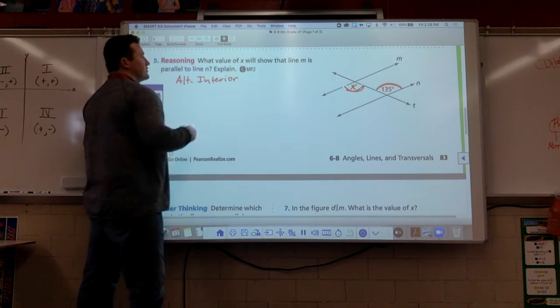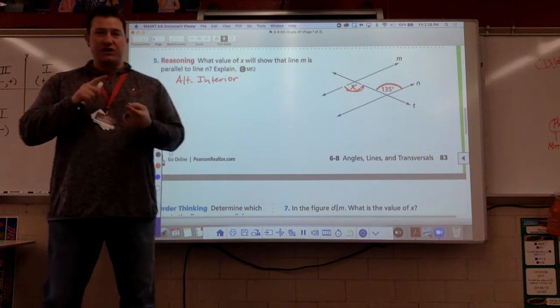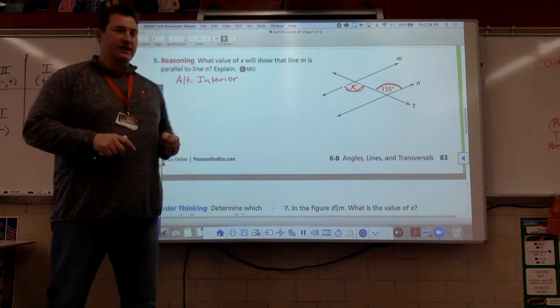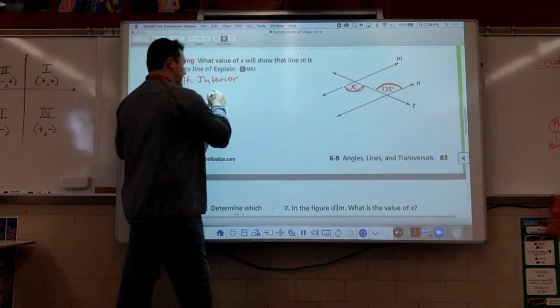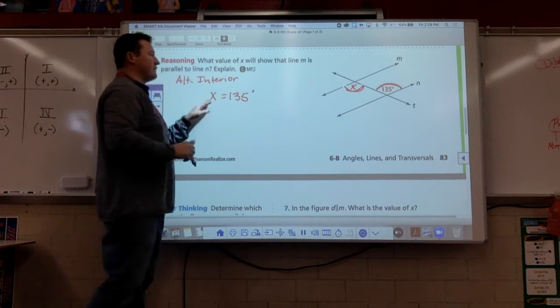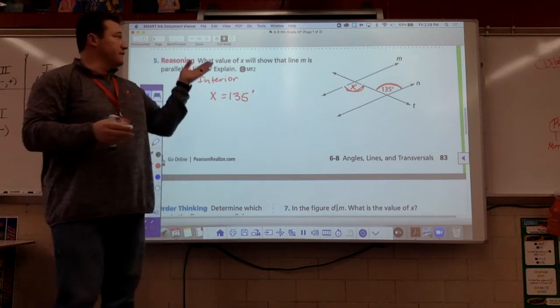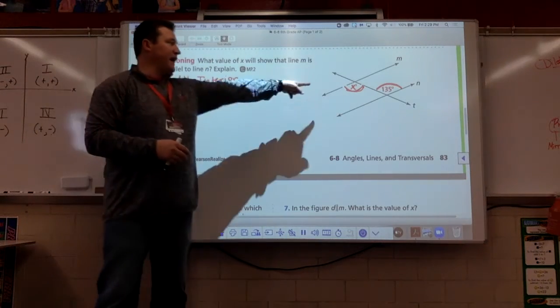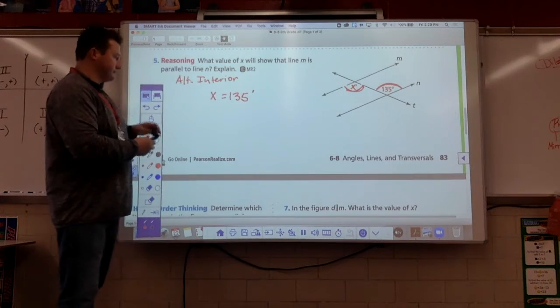Again, if you need to use your cheat sheet here to remember what's special about alternate interiors, well, they're congruent to each other. Congruent. So that means that if they're congruent, x has to be equal to the other angle, which is 135 degrees. Yes, right? So if these lines are going to be parallel, that's got to be 135. Gotta be. Okay?